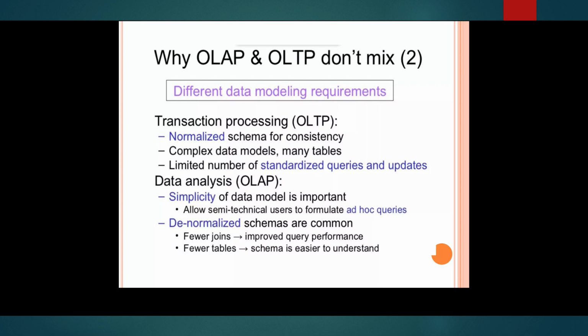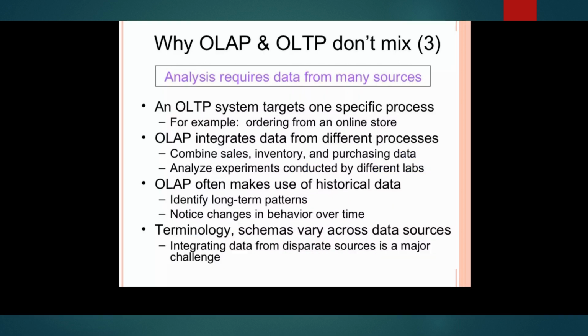Why don't OLAP and OLTP mix? Second, different data modeling requirements. Transaction processing, OLTP: normalized schema for consistency, complex data models, many tables, and a limited number of standardized queries and updates. Data analysis, OLAP: simplicity of the data model is important, to allow semi-technical users to formulate ad hoc queries. Denormalized schemas are common: fewer joins, improved query performance, fewer tables, and a schema that is easier to understand.